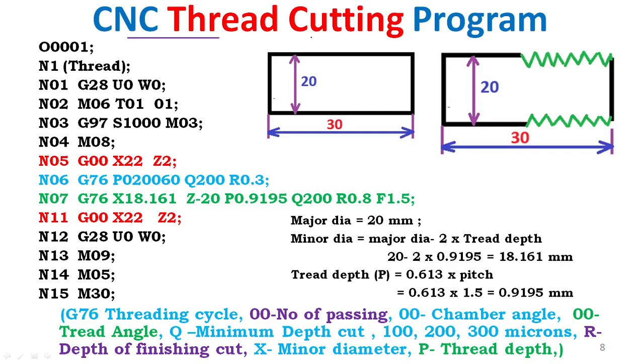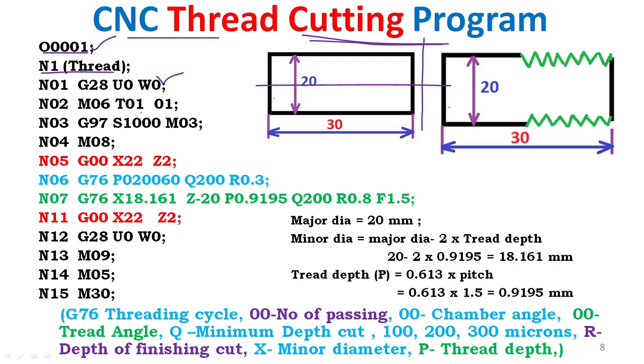CNC thread cutting program. The program number is 1. N is the thread cutting operation. First line, G28 U0 is the home position of the tooling.